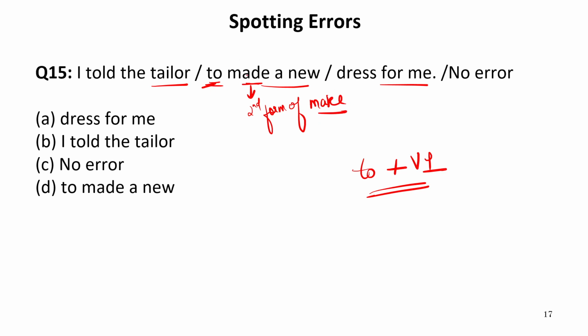Now, to cannot be followed by any second form of verb. So we know well that this part is incorrect. Now this to made is written in D part. It means our answer is D part. Now if we have to rectify this sentence, I told the tailor to make a new dress for me, or to get made a new dress for me. So these could be the possible answers. Now let us move to the next one.